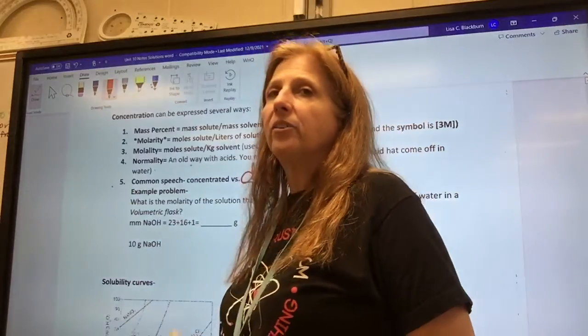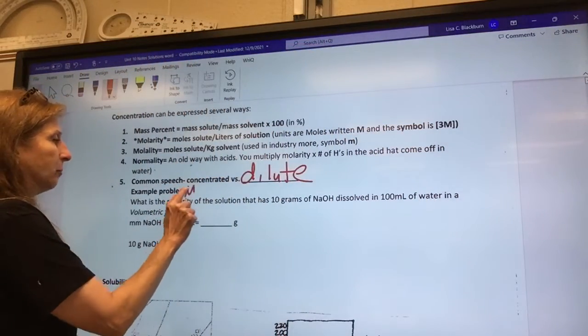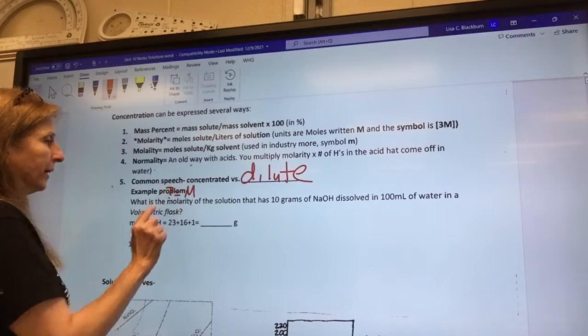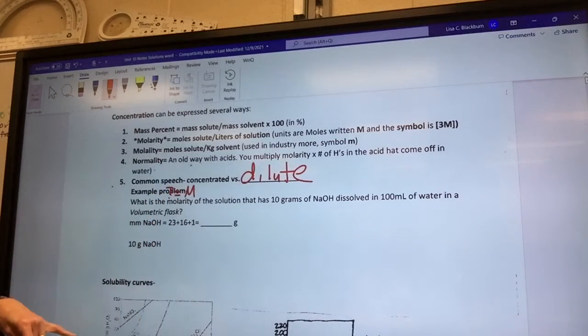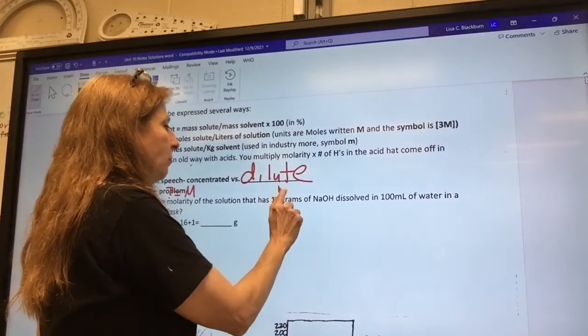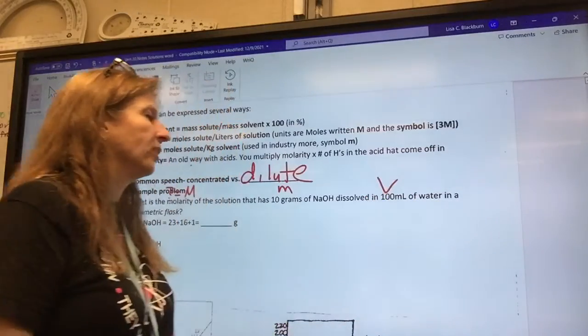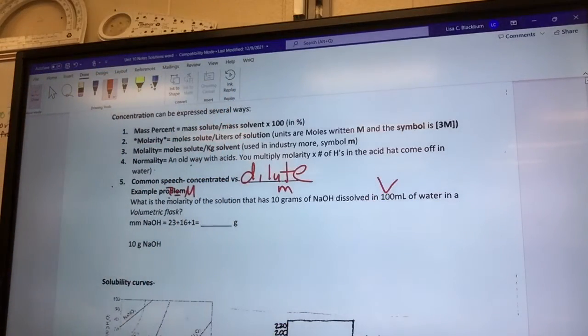Okay, so here is a problem, an example problem. What is the molarity? So what we're trying to get is big M, question mark big M. See, I'm annotating my work here. Of the solution that has 10 grams, so this is a mass of sodium hydroxide dissolved in 100 milliliters of water, that's the volume, in a volumetric flask.